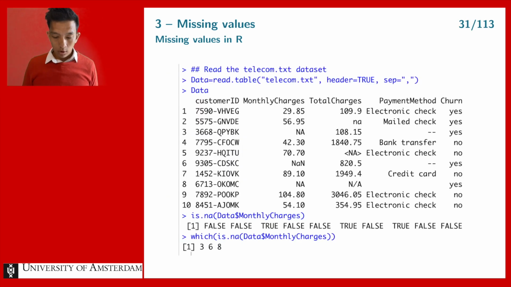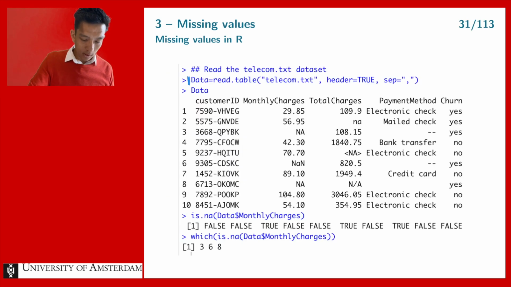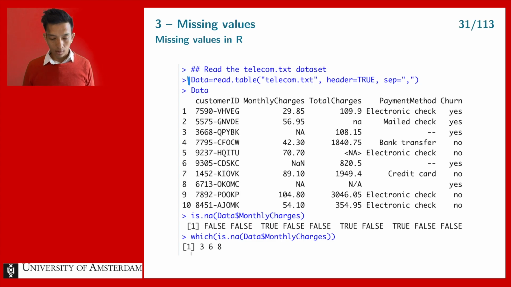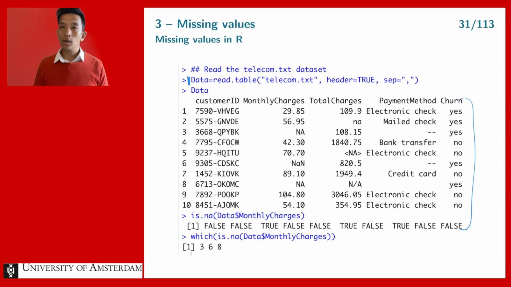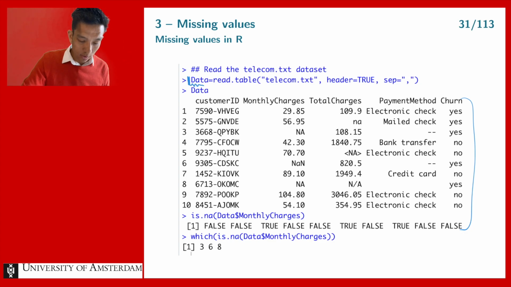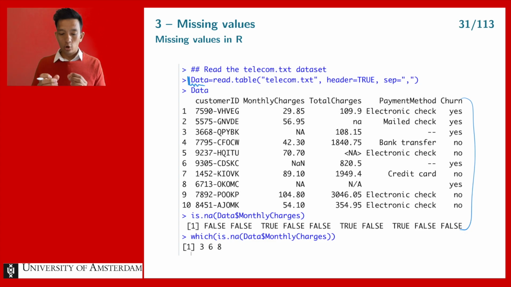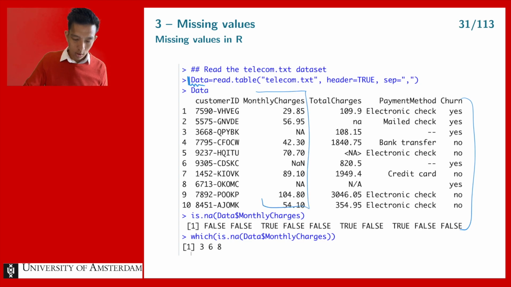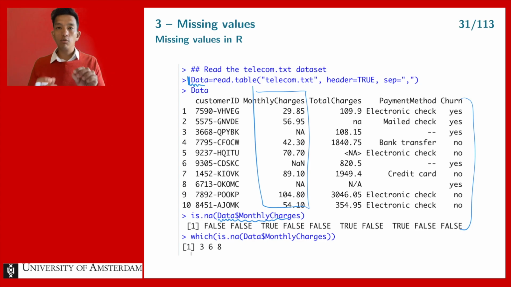So for example, assume that we read the dataset with the Telecom data. Then we have the dataset here, that's what I already showed you. The whole table is stored in data. If I want to extract the column monthly charges, I have to do data$monthlycharges. That gives me the column with all the monthly charges. Then I do is.na to see whether I have missing values, yes or no.